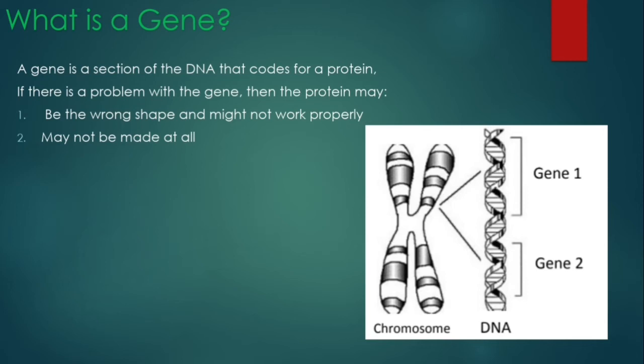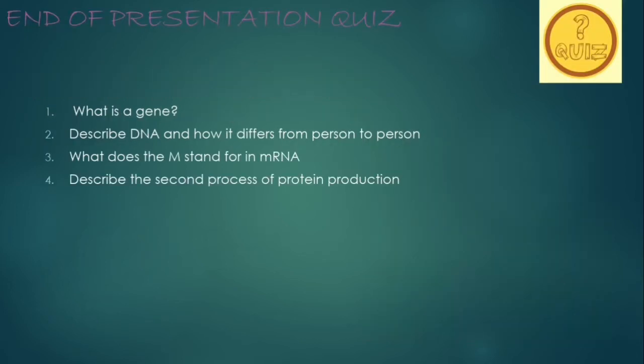This is going to conclude this episode, and to round off, we've got a little cheeky quiz. 4 questions. Take yourself a little 30 seconds, pause this video and have a think. Number 1. What is a gene? Last thing we've just discussed. Describe DNA and how it differs from person to person. What does the M stand for in mRNA? And describe the second process of protein production. Take 30 seconds, pause this video, and we can resume in just a second.